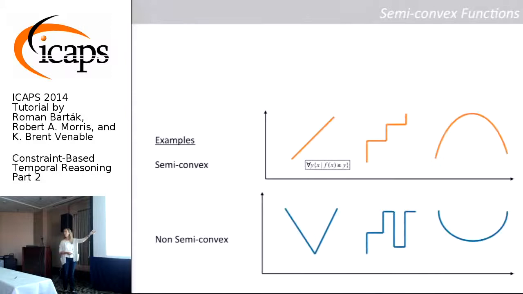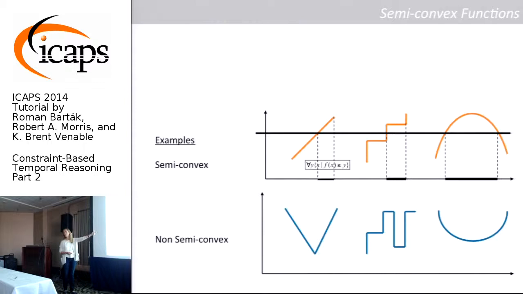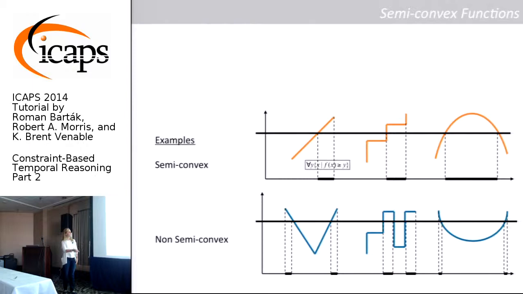So what are semi-convex preference functions? When we cut them at a certain level and we consider the subintervals that are mapped into a preference above that level, we get a single interval. So these are semi-convex, these are not. So these are good guys, these are bad guys. Okay, so we are restricting the expressivity, if you see what we can say. So we can still say the later the better, the earlier the better, but we can't say things like either real early or real late, right?